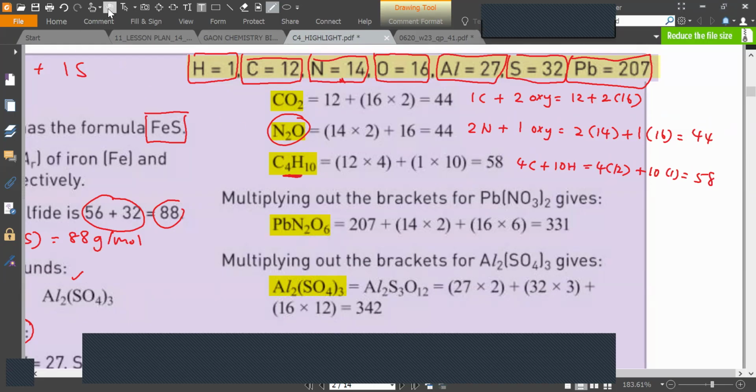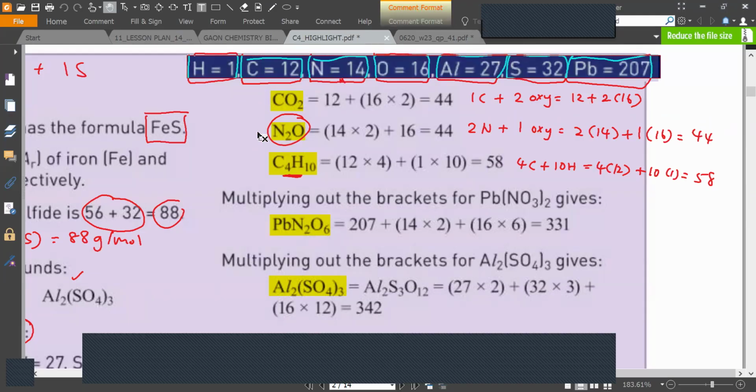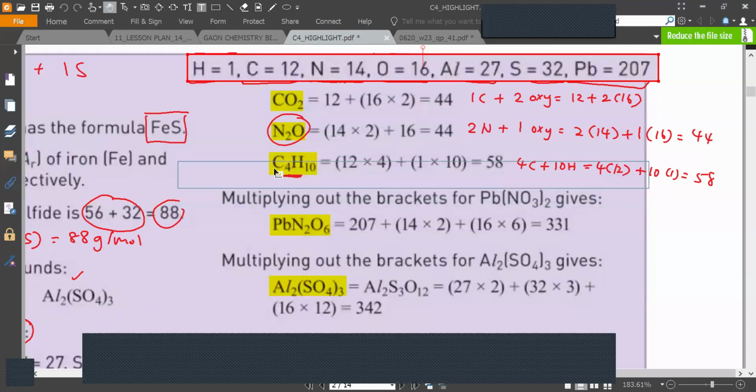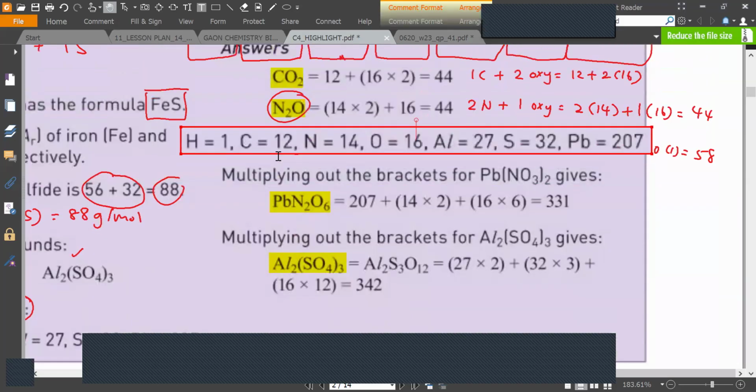Okay, so now, more examples. Let me just move this.